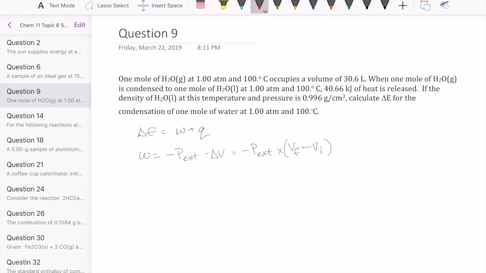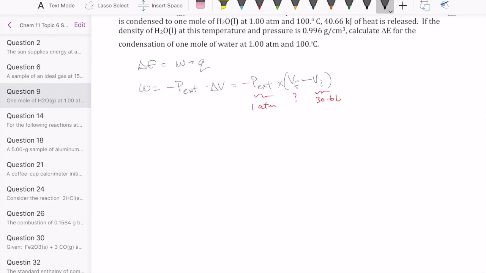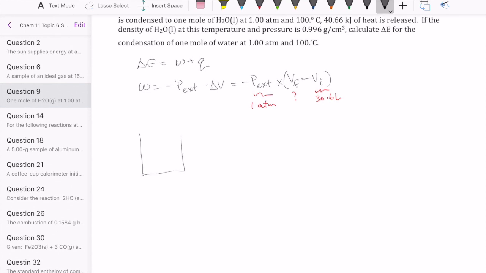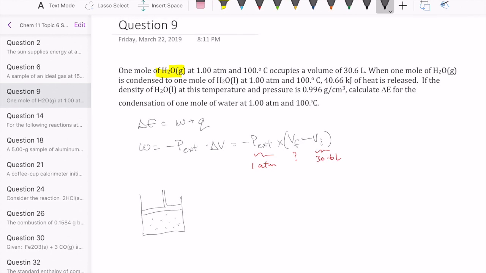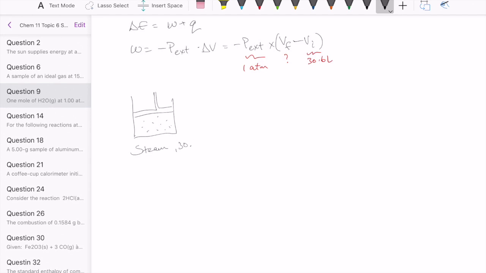Now, if you look at the information in the question, we actually know some of these numbers already. Our P external is really just 1 atmosphere. Our volume initial is 30.6 liter. So it's really the final volume that we have to figure out. Let's draw out the situation so it makes a little more sense. You start with your water in a volume of 30.6. That water originally is in the gas phase, so you can see right here H2O gas.